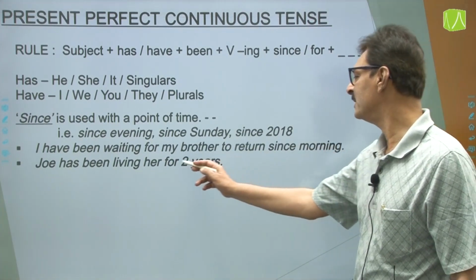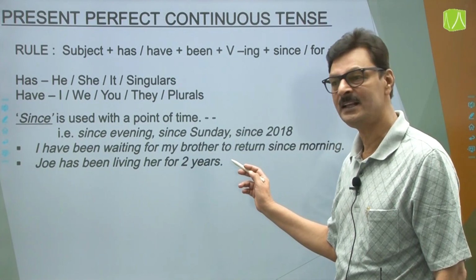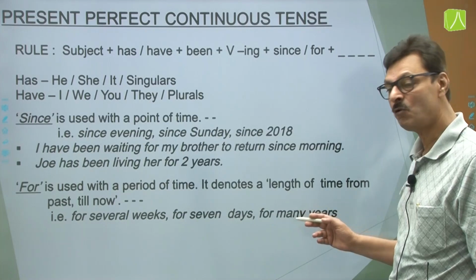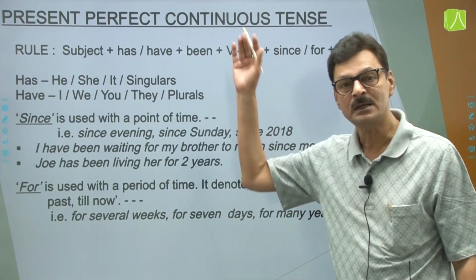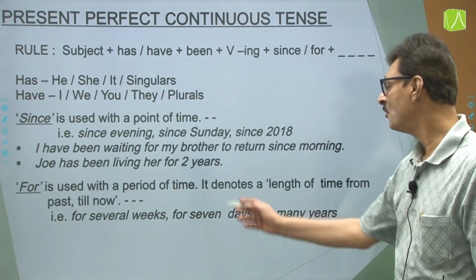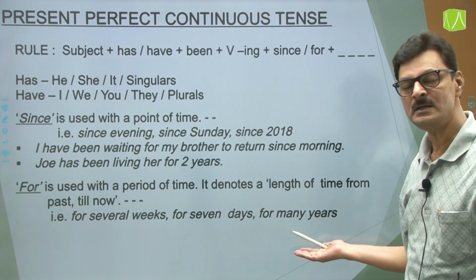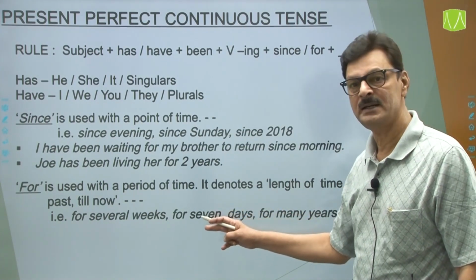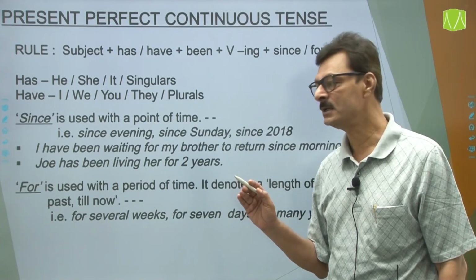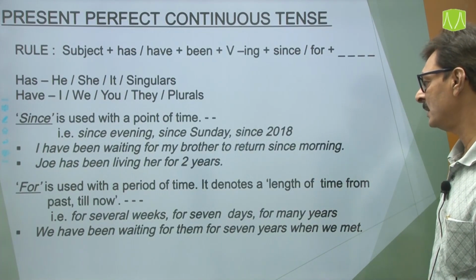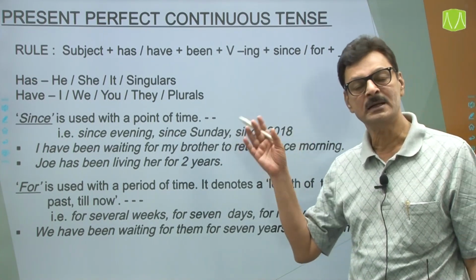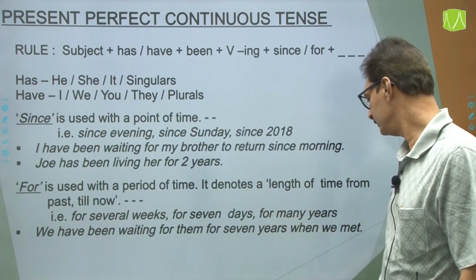Try to understand the difference between since and for very very carefully. Where is for used? For is used with a period of time. It denotes a length of time from past till now, that is several weeks, for 7 days, for 2 years, for many years, and so on. Don't say since 7 days. With 7 days, since will not come. It will always be for and not since. For example, we have been waiting for them for 7 years when we met. I had been waiting for him for 7 years when he met me, or when we met.